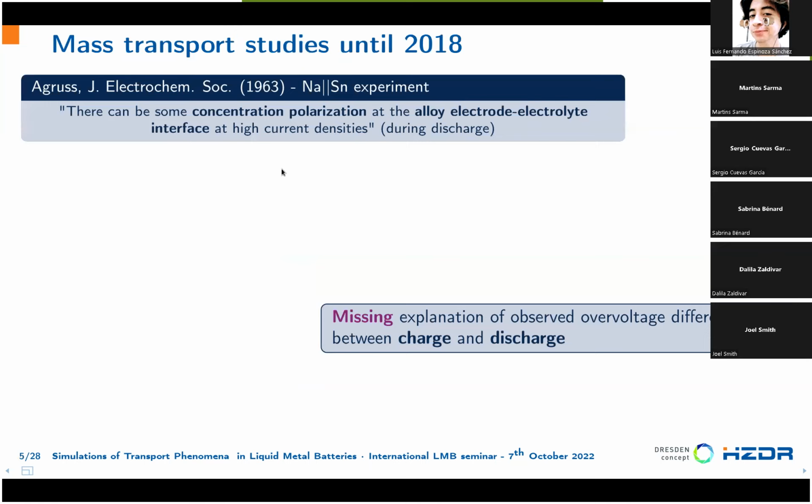Mass transport was studied only by a few authors, but in the first investigation already in the 60s, we know that concentration polarization is important, and it takes place in particular at the positive electrode-electrolyte interface at high current density. This concentration polarization is just another name for the mass transport overvoltage that we discussed in the previous slide. And this takes place at a high current density and during discharge.